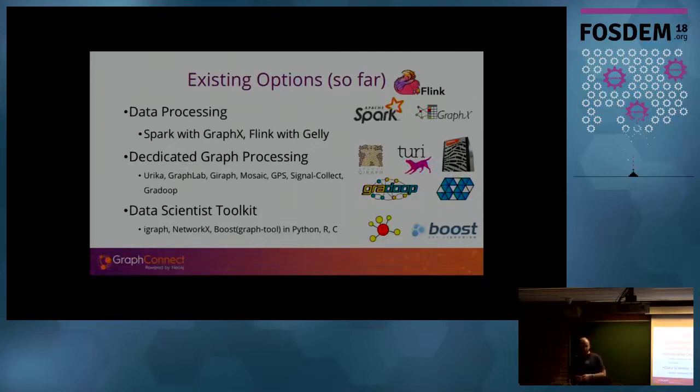How do you run graph algorithms? In the past there were already many ways of running graph algorithms: on Spark with GraphX or GraphFrames, on Apache Flink, on Giraph, on Turi, and there's Hadoop from Martin.